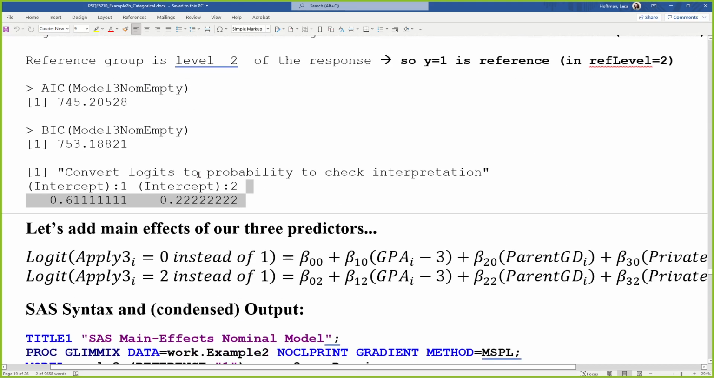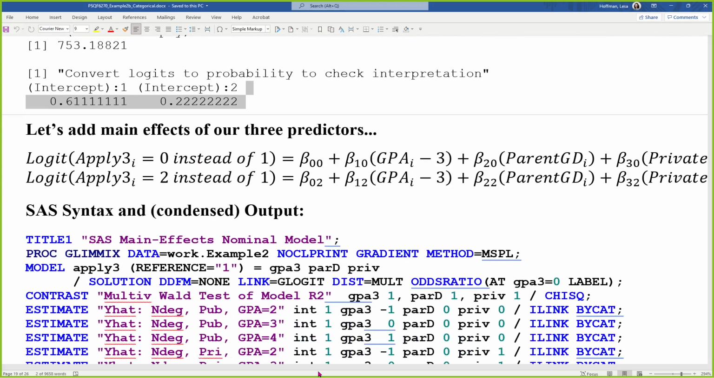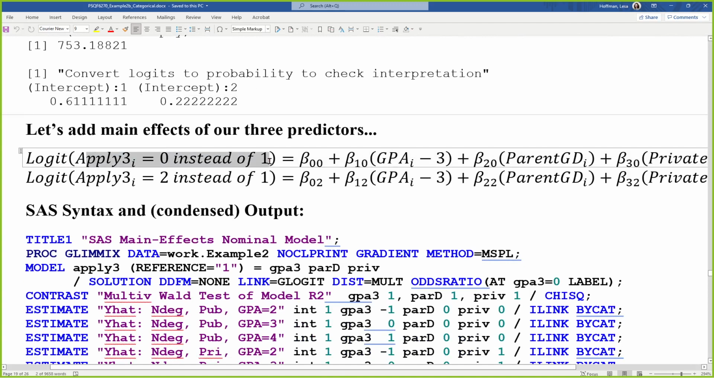All right. So let's throw some main effects in here. I am writing out what the model is predicting to convey the idea of this conditionality. Given that you chose 0 or 1, the model is predicting the logit of 0 instead of 1. Given that you chose 2 or 1, the model is predicting the logit of a 2 instead. And note that I added subscripts that match what was being predicted, because I thought that was the most intuitive way to describe it.